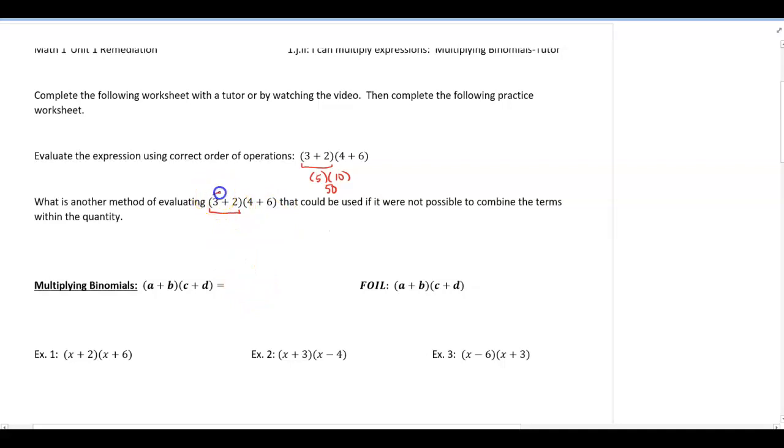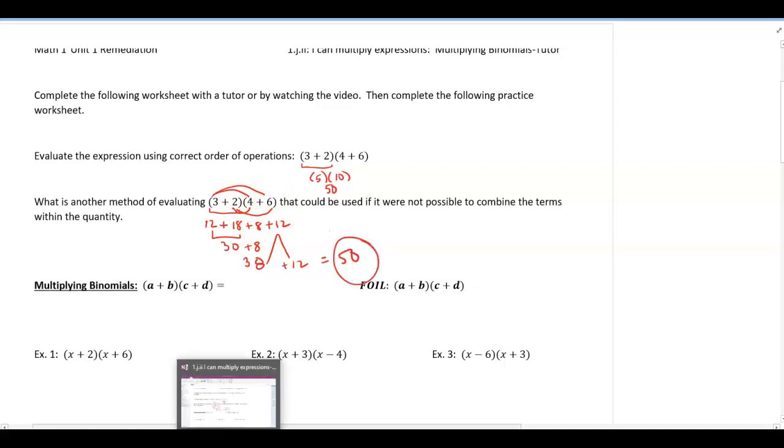quantity. So let's start by doing 3 times 4 is 12, plus 3 times 6 is 18, 2 times 4 is 8, and then 2 times 6 would be 12. If I add these together, that's 30 plus 8 is 38, plus 12 would be 50. When I multiply everything in this first quantity by everything in the second quantity, I end up getting the same exact thing. So when we multiply these binomials, the first method I'm going to talk about is distributing twice.